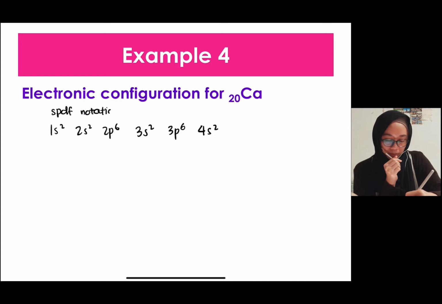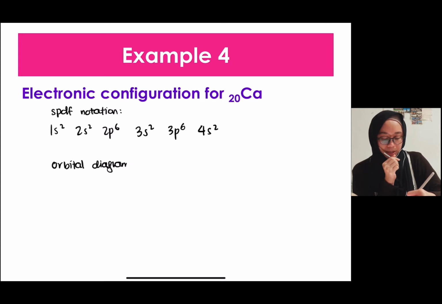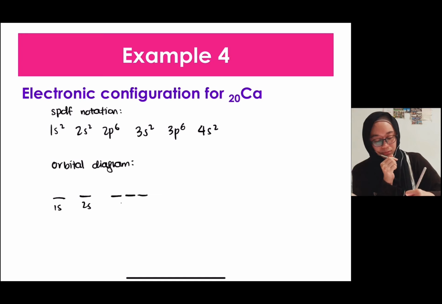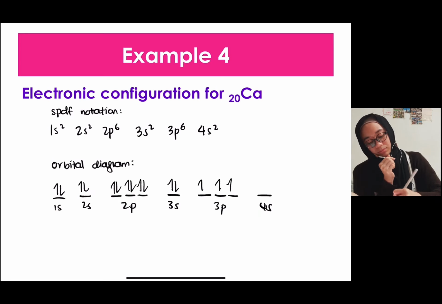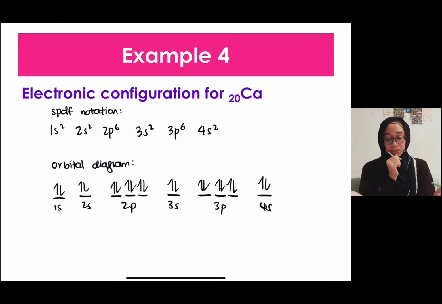Pergi pula kepada orbital diagram. So very simple lah kalau orbital diagram ni. Kita tengok yang atas sekejap, 1s. Settle. Okay, and then kita pergi to the next one.